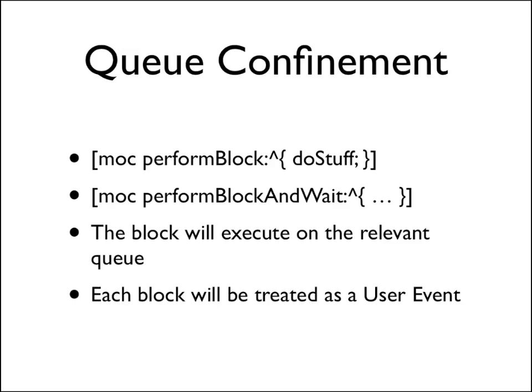The difference is pretty obvious, right? performBlock will return immediately, and the work goes in the queue and will happen at some stage in the future. And performBlockAndWait doesn't go into a queue. It'll just execute on the appropriate thread, and then return straight away, or wait until it's finished and then return, because it executes on the relevant queue.